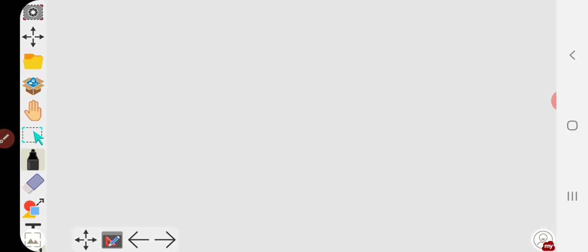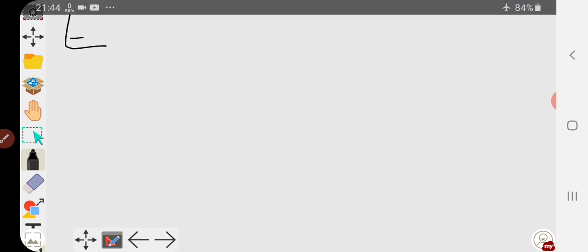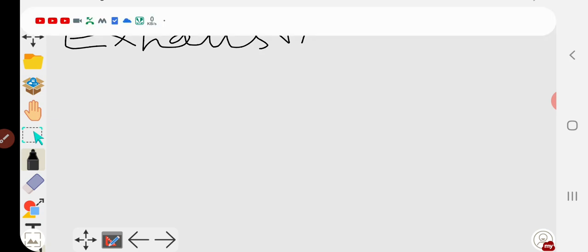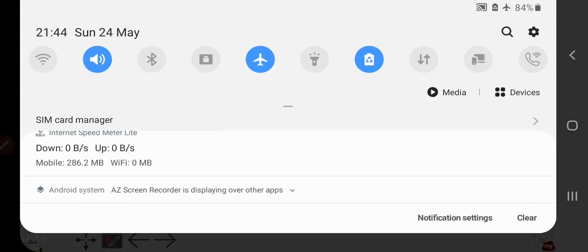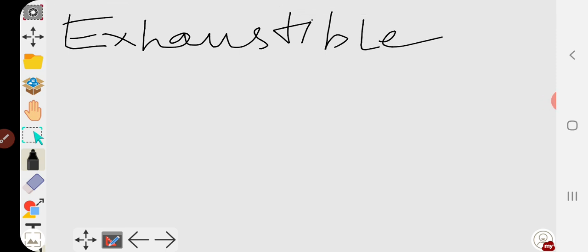Now our next topic is related to the general characteristics of the mineral. We all know minerals are exhaustible in nature. So, what is the first characteristic? Minerals are exhaustible in nature. That means they get used up with their excessive use.